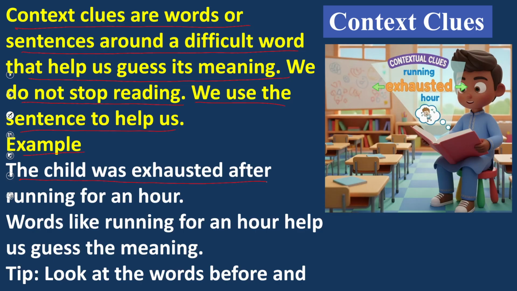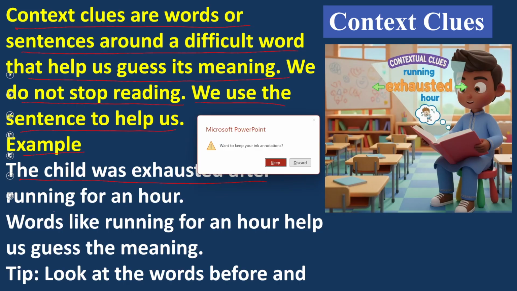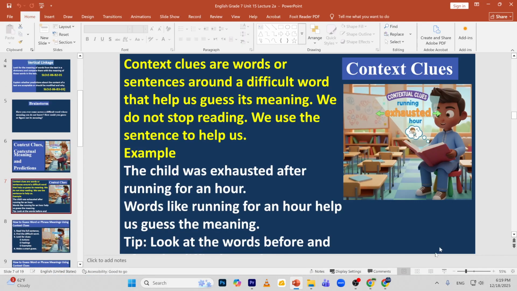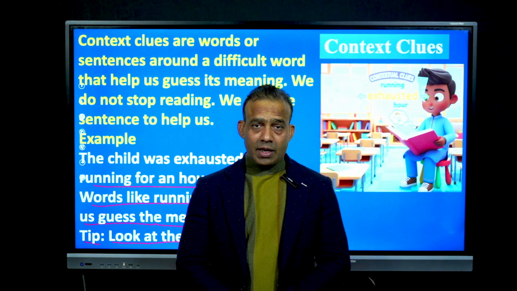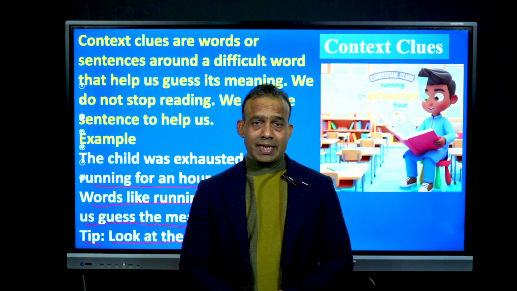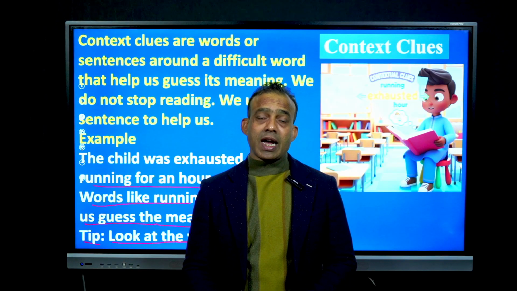The child was exhausted after running for an hour. Look at this. Words like running for an hour help us guess the meaning. Look at the tip: look at the words before and after reading. So, dear learners, this is the contextual clues. Right now, move to the next slide and try to understand what is ahead for us.